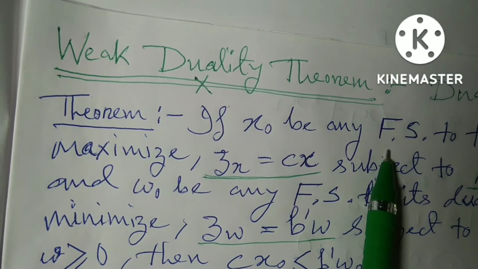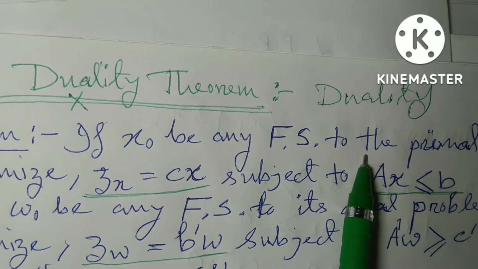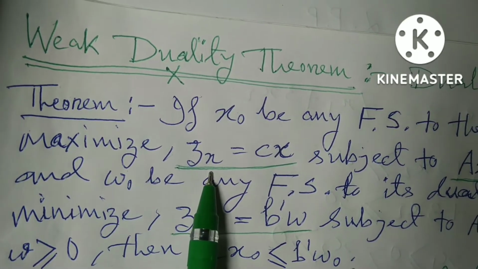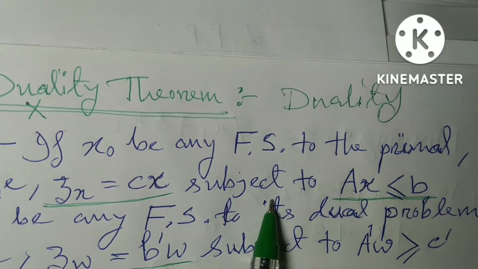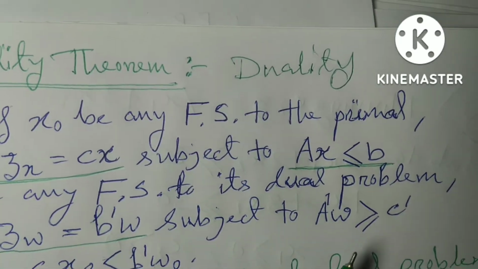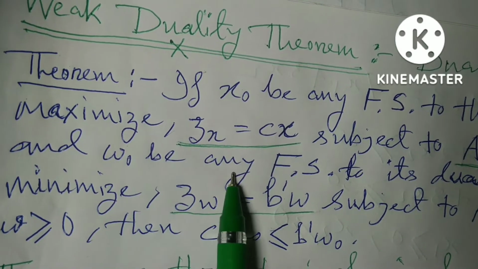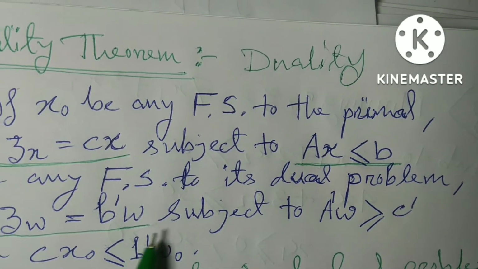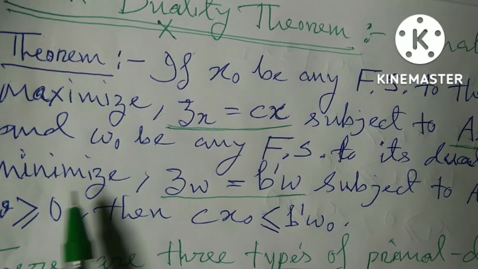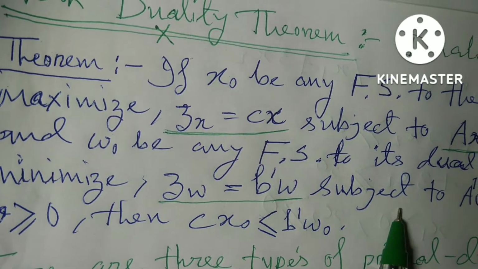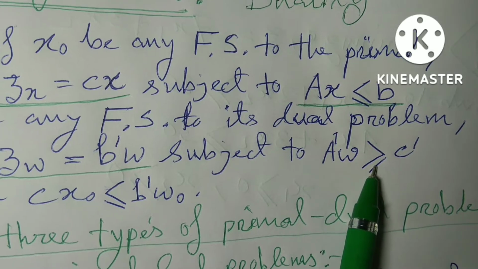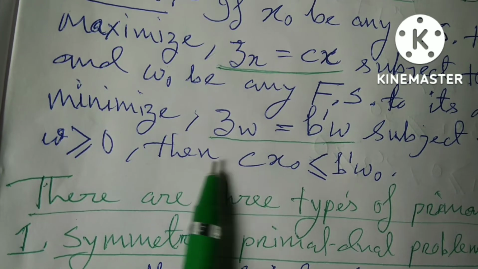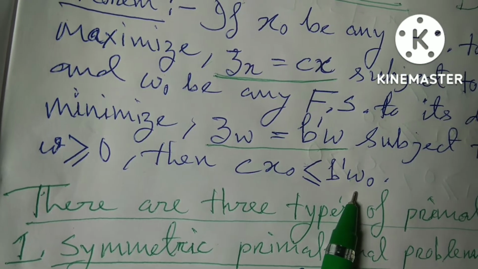If x0 be any feasible solution to the primal problem, maximize Z(x) = cx subject to Ax ≤ b, and w0 be any feasible solution to its dual problem, minimize Z(w) = b'w subject to A'w ≤ c', and w ≤ 0, then cx0 ≤ b'w0.